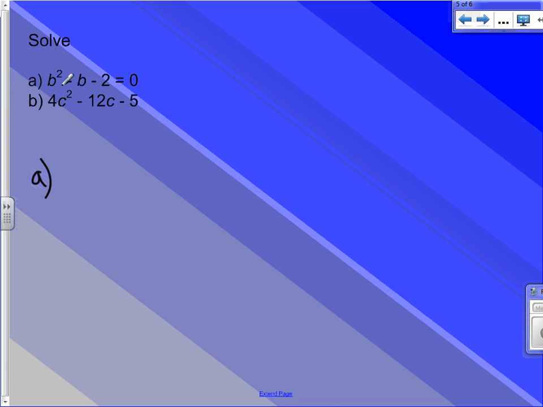All right, letter A, solve this thing. Notice that it's set equal to 0, and this should have equal 0 on the second one. Sorry. All right. Solving quadratics by factoring, we have to have 0 on one side of the equal sign. Fortunately, in both of these, we have that. What we need to do now is factor the left-hand side, and you're going to factor it just as you would if this equals 0 wasn't even there.